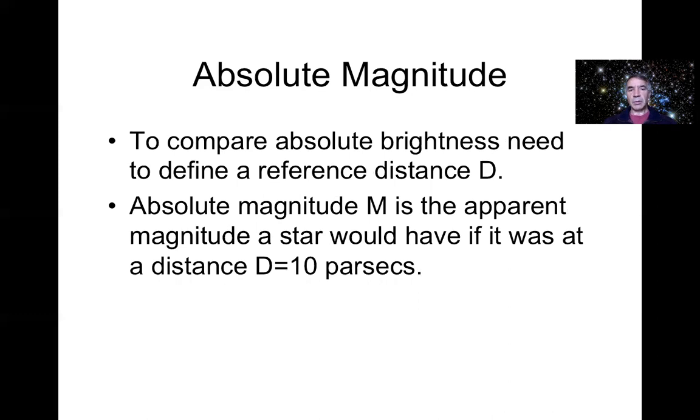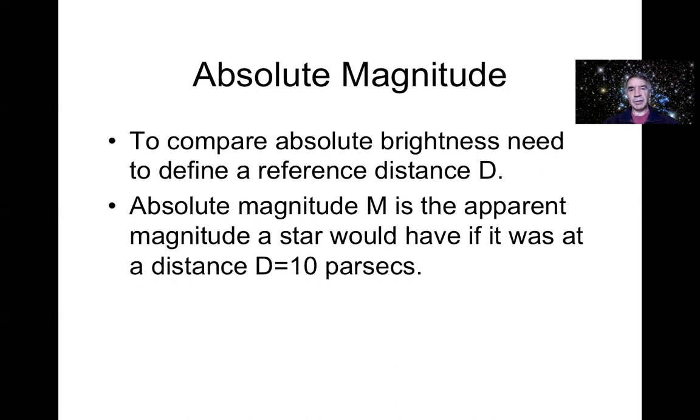So, we'd really like to know which stars are genuinely bright and not just bright because they happen to be nearby. Which is a little bit the same as the difference between flux and luminosity. So for that, we introduce a new concept in the magnitude system, which is called absolute magnitude.